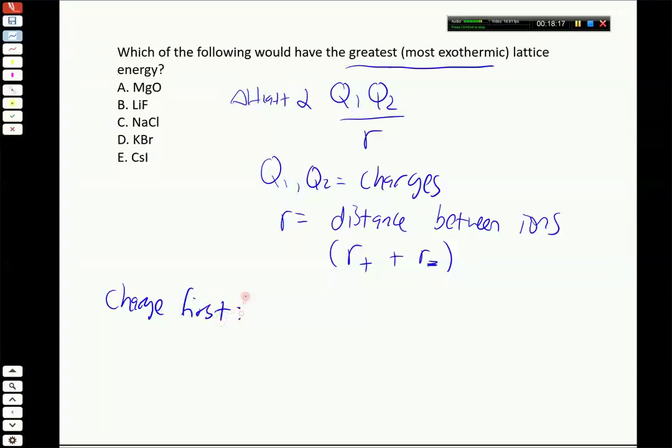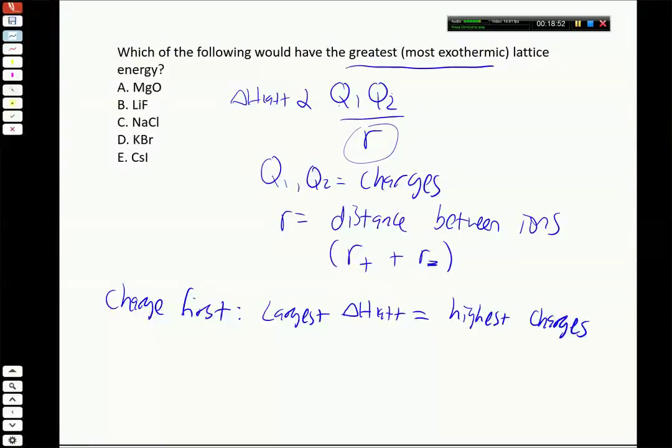We're going to do the charge first, because Q1 and Q2 are either +1 and -1, or +2 and -2. Those are the types of compounds that typically compare. That's going to differ by a factor of 4 if we're changing the charge from +1 -1 to +2 -2. The radii will never differ by that large of an amount. That's more of a subtle perturbation. So we're going to look at charge first. If we're looking for the largest lattice enthalpy, which we are here, we want to have the highest charges. And then if we have two choices that have the same charge and they're both the highest charges, then we have to compare the radii.